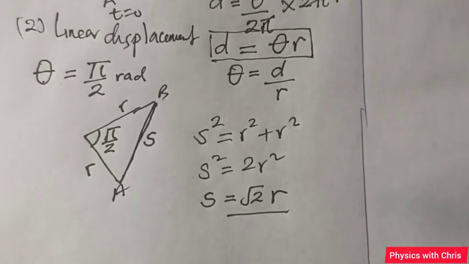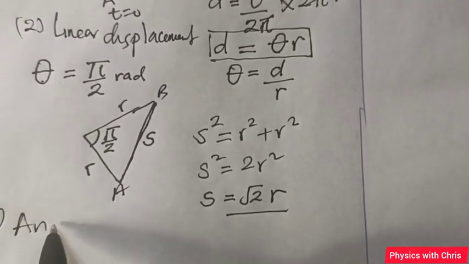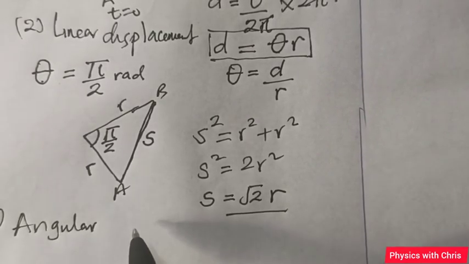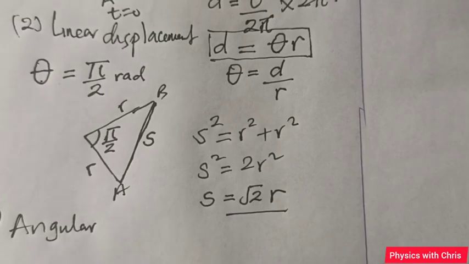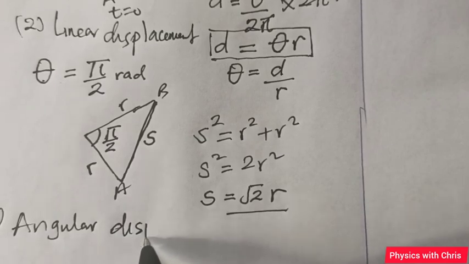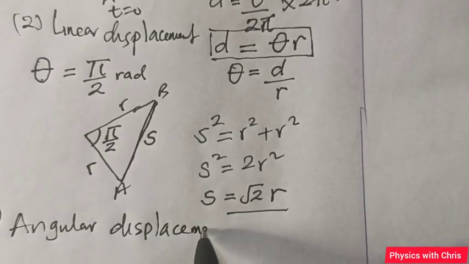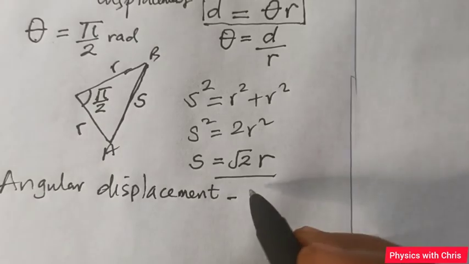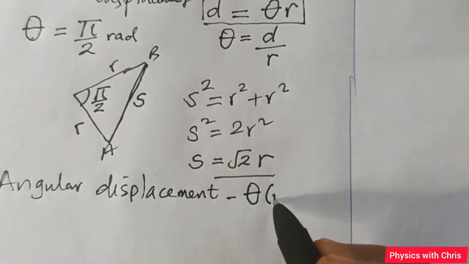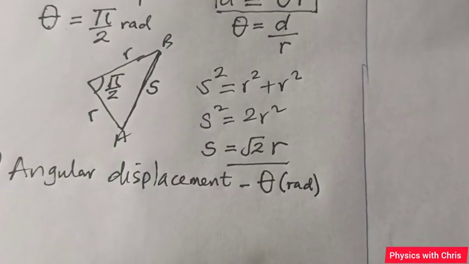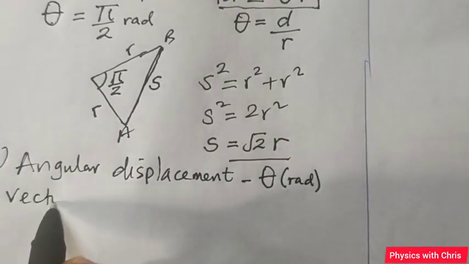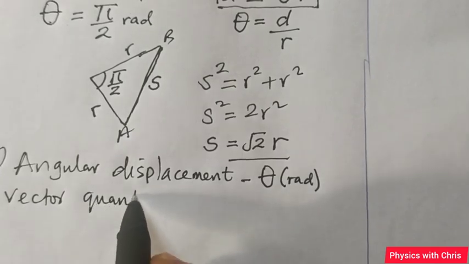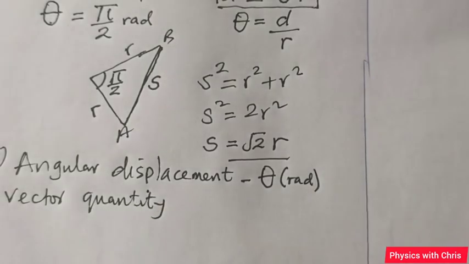Okay, number 3, we look at angular displacement. Now, whenever I talk about displacement in kinematics, displacement is always a vector quantity, meaning that it has both magnitude and direction. So for angular displacement, I've said this before, but I'm coming back to it again so I can explain it properly. The symbol is theta, measured in radian. And this angular displacement is also a vector quantity. Please note that, meaning that it has both magnitude and direction.